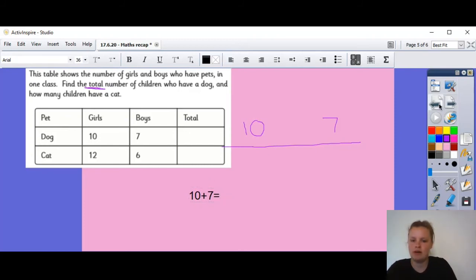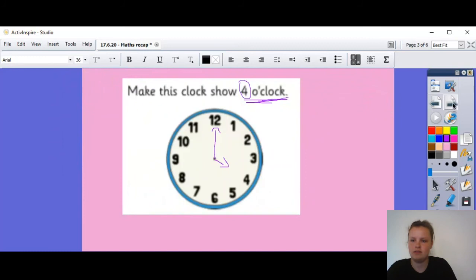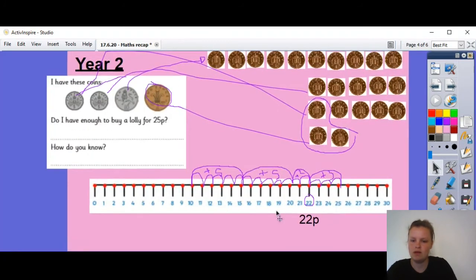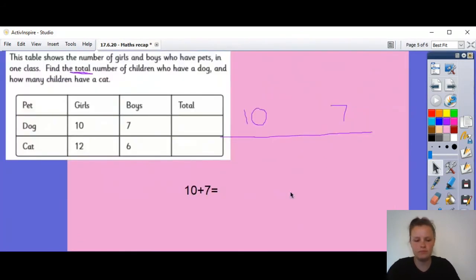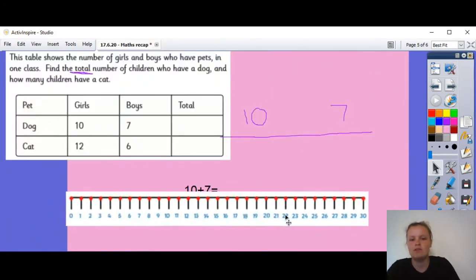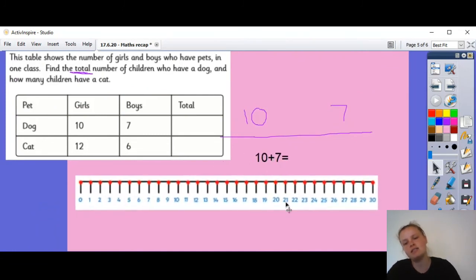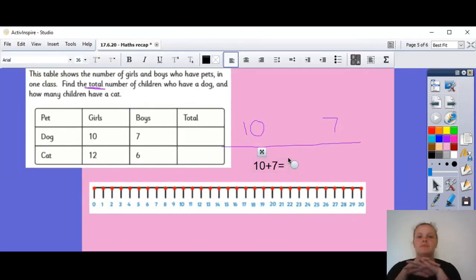So let me just go back for a second. I'm just going to take this number line with us. Let me move this. So our number sentence is 10 add 7. You can use the number line now to help you work out what 10 add 7 is. Off you go. You might be able to just add it really quickly anyway.